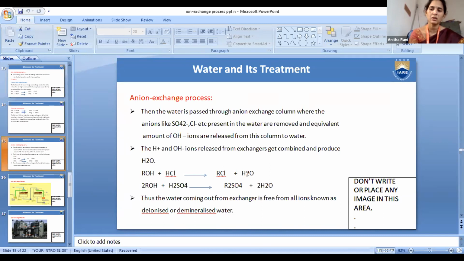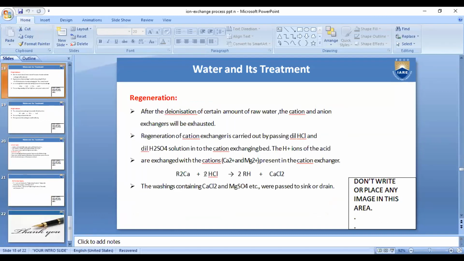Means completely we will collect the soft water containing only H2O. You can see, students, now the water contains only H2O. And the anion exchanger bed is occupied with the chlorides and sulfates. So after running for 10 hours, we have to go for regeneration.